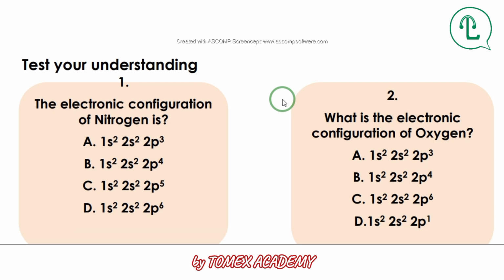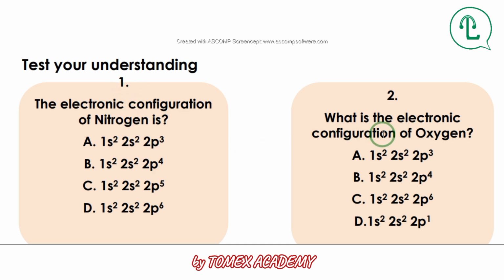So, test your understanding. I believe with what we have discussed, you should be able to solve this question. The electronic configuration of nitrogen is what? Nitrogen has how many electrons? That's the first question you should ask yourself. You should know the atomic number of nitrogen to know the number of electrons in the neutral atom. Think about that. What is the solution to question 1?